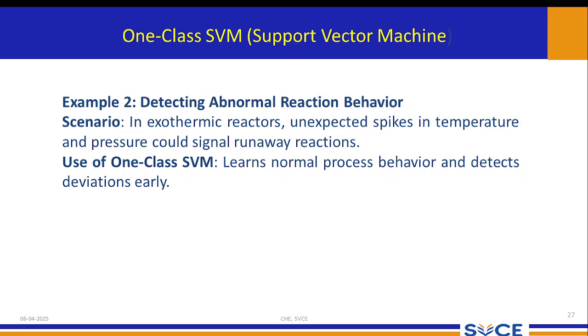And coming to another example, detecting abnormal reaction behavior. The scenario for this case is: in exothermic reactors, unexpected spikes in temperature and pressure could signal runaway reactions. Use of one class support vector machine learns normal process behavior and detects the deviation early. So the main advantage of the support vector machine is to learn normal process behavior and detect the deviation early. Underline that.